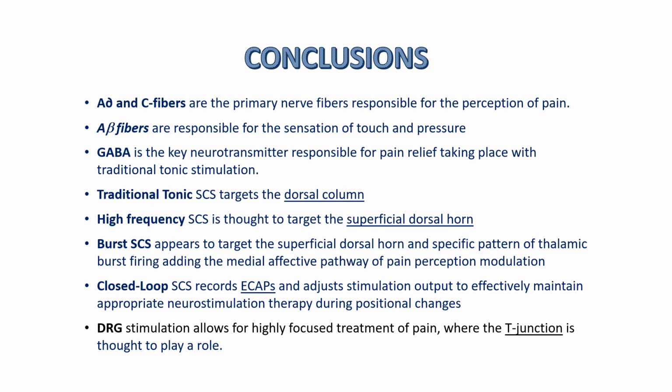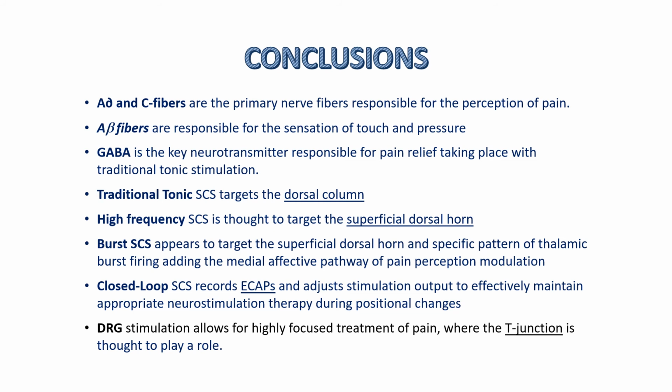In conclusion, A delta and C fibers are the primary nerve fibers responsible for the perception of pain. The A beta fibers are responsible for the sensation of touch and pressure. GABA is the key neurotransmitter responsible for pain relief taking place with traditional tonic stimulation.